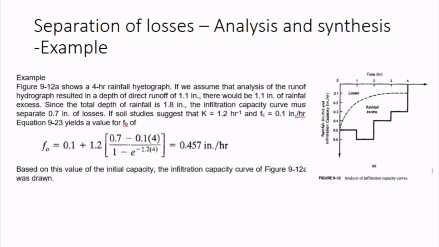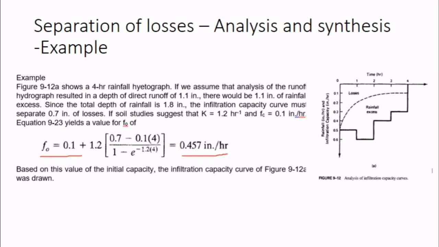So, since the total depth of rainfall is 1.8, okay, so pag sinum up to ay 1.8, the infiltration capacity curve must separate 0.7 inches of loss. Okay, and if soil studies suggest that KFC equation, and then ayan. So, ito yung infiltration capacity function. And then, ang nakuhang infiltration capacity curve is 0.457 inch per hour. Based on this value of the infiltration capacity curve of 9-12A was drawn.